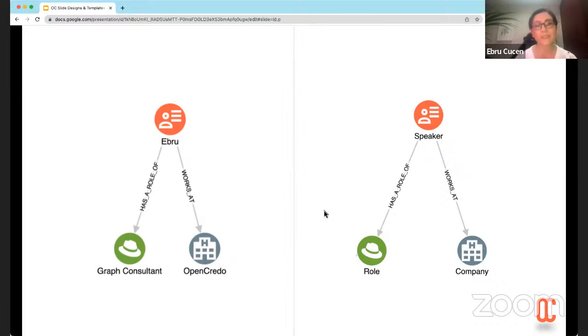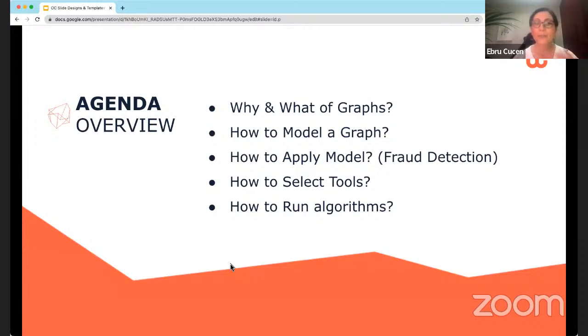This is a graph model, and sometimes I will have this on the right-hand side. I will have the model, whereas on the left-hand side there will be data represented. I will talk about why and what of graphs, why we need them or how they are useful, how to model a graph. It is a bit different than relational databases and how we look at that space, how to apply the model, which we will talk about the fraud detection use case. So our topic and data set will include some accounts and some frauds.